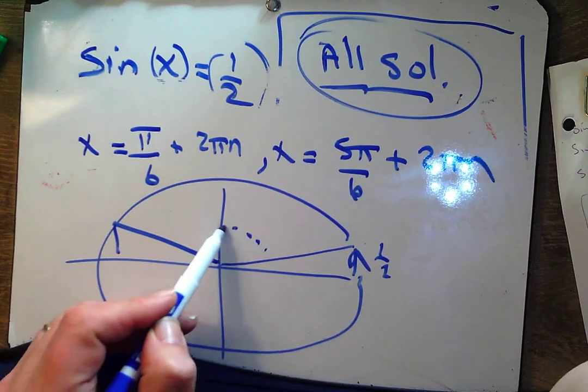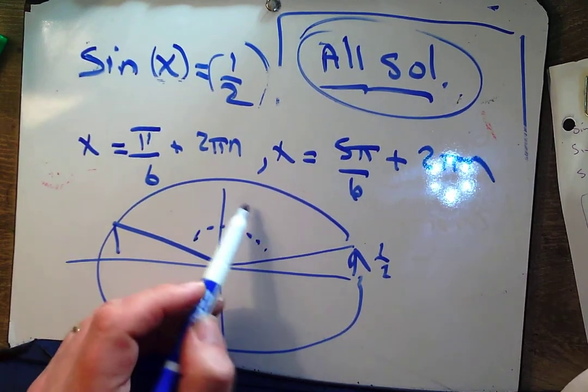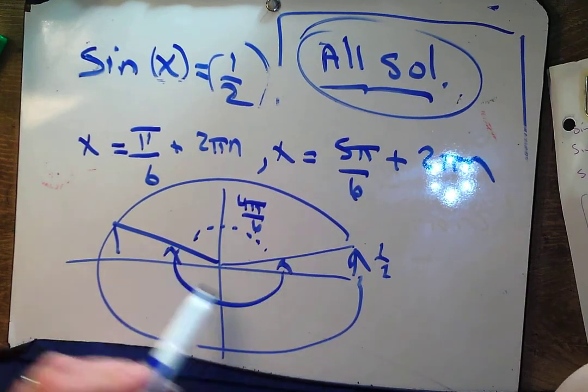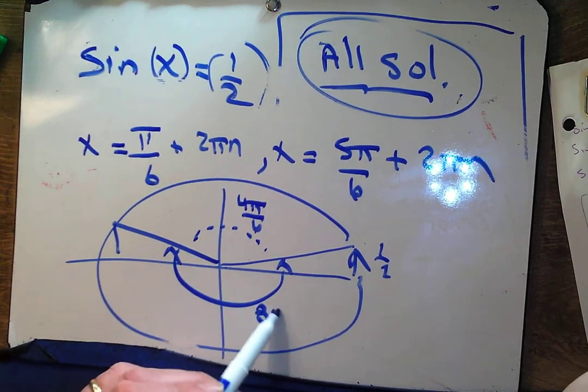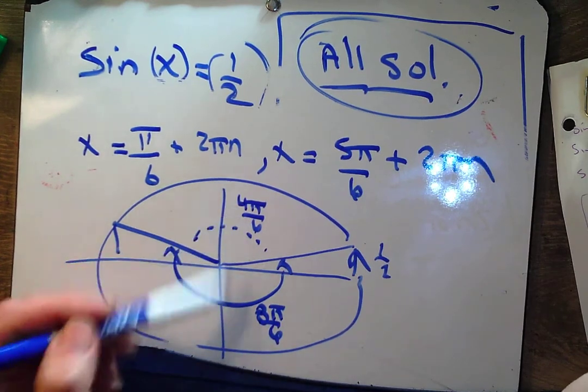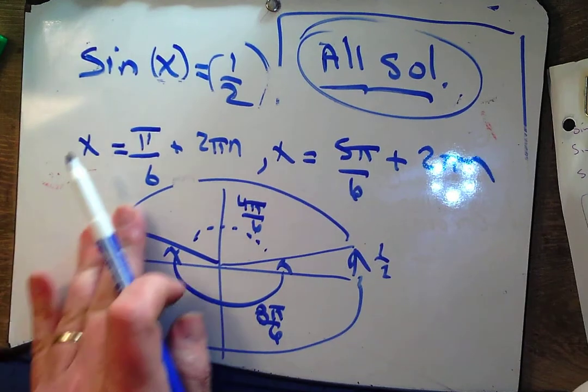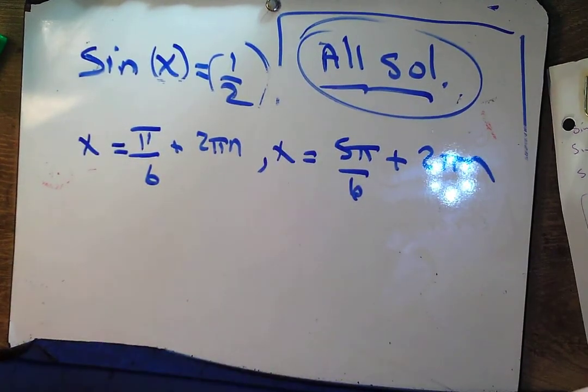But remember, the distance between these is 4 pi over 6, whereas the distance between these is 8 pi over 6. And since these distances aren't the same, I really do need a separate term for each one. Well, here's what I would like you not to do.